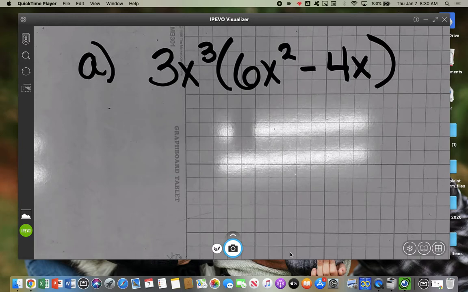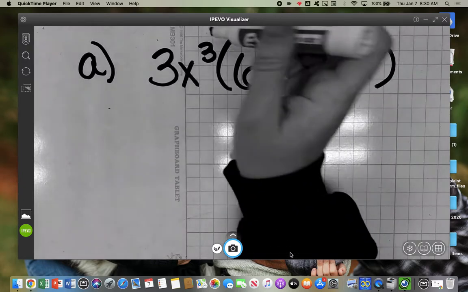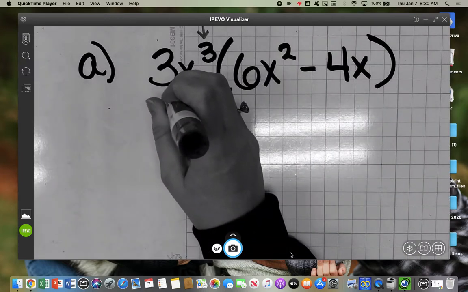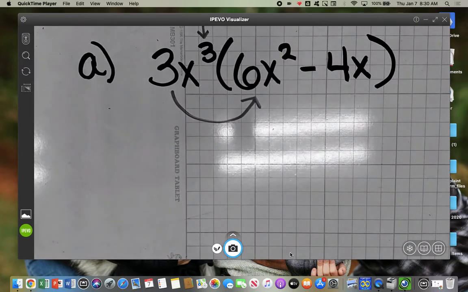3x3. We don't say 3x3. You're going to say, I like the 3x, but how do you actually say cubed, or you can say to the third power, or to the third. So 3x to the third. We are actually going to multiply both of these. If I multiply 3x cubed times 6x squared, we have to multiply the coefficients, and then what do we do to the powers? We add our powers.